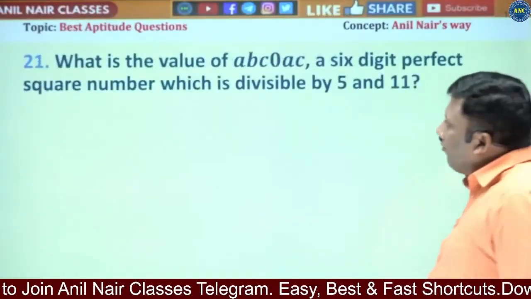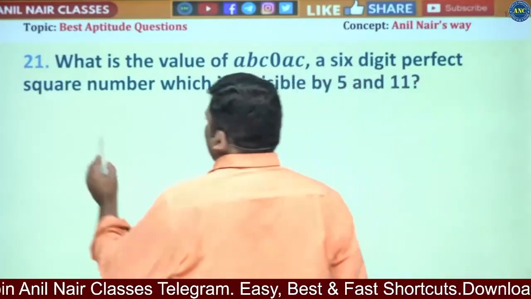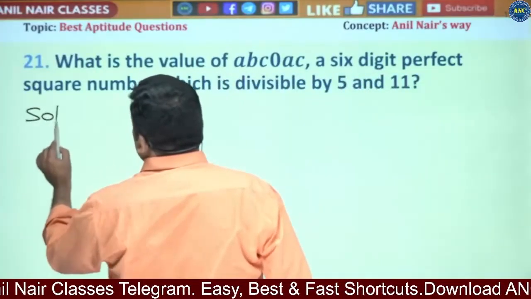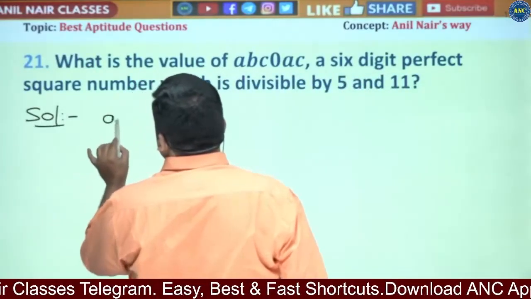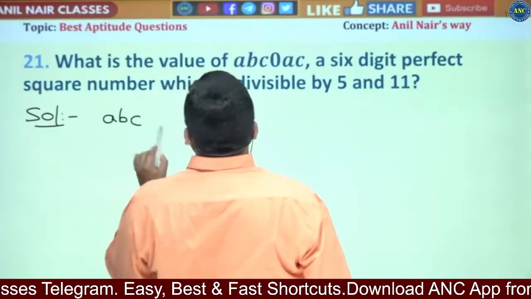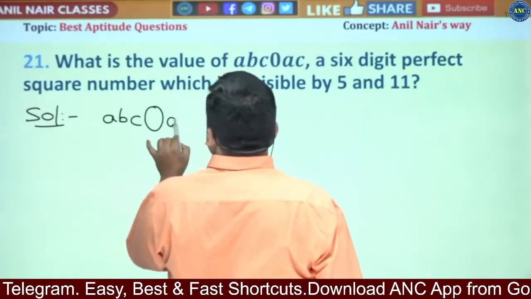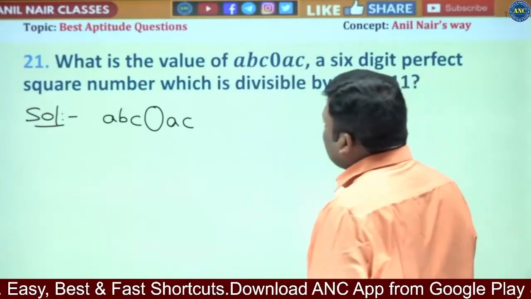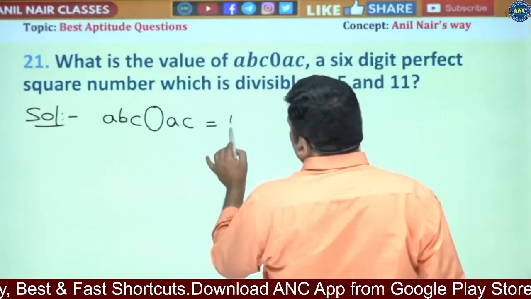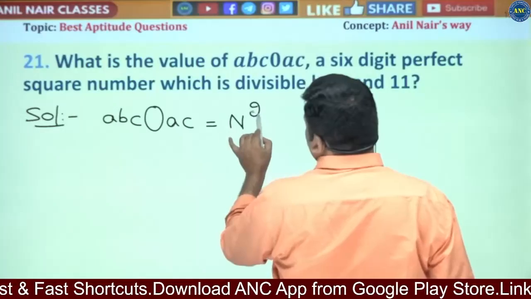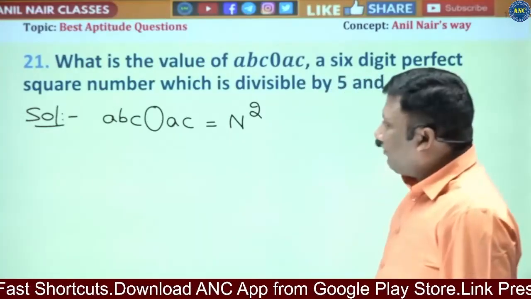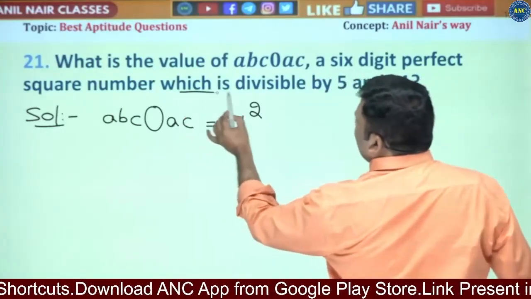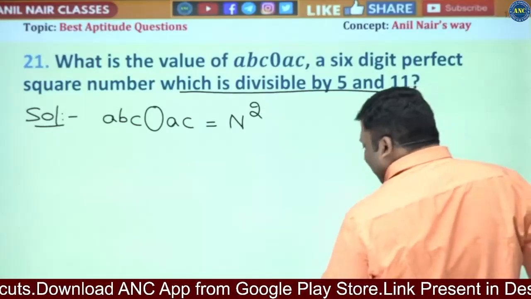21st. See here. What is the value of ABC? 0 AC. This is a 6-digit number. A 6-digit perfect square. It is a perfect square. Now the hints are given. Which is divisible by 5 and 11.